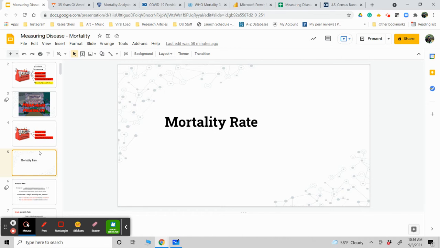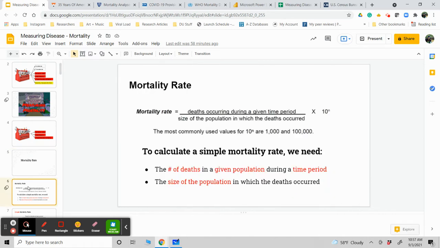Mortality rate is a main tool that we use to describe changes in mortality risk, and it is very similar to the incidence rate. Look at the calculation, and you see in the numerator the number of deaths occurring during a given period of time divided by the size of the population. The only difference between this and the incidence rate is we're looking at number of deaths rather than the number of cases.